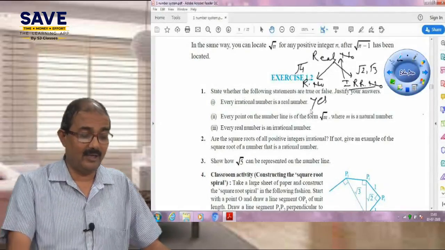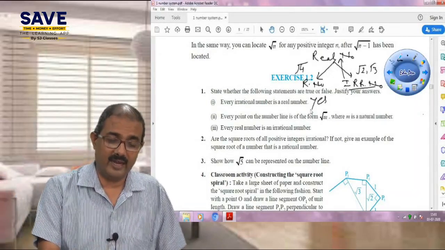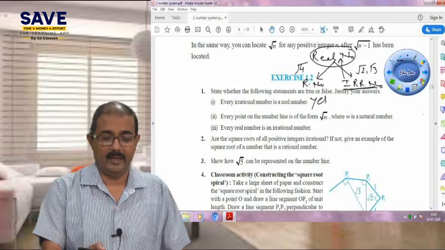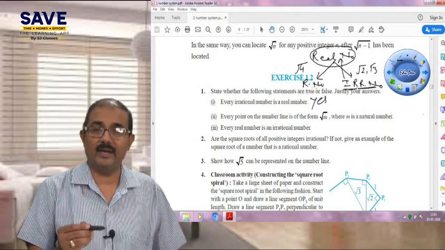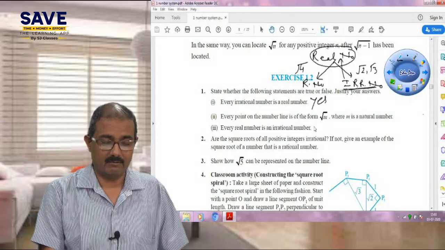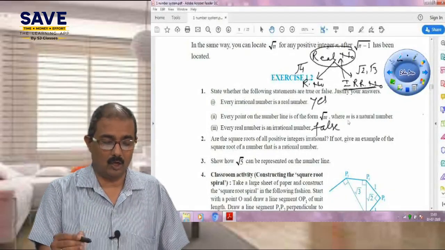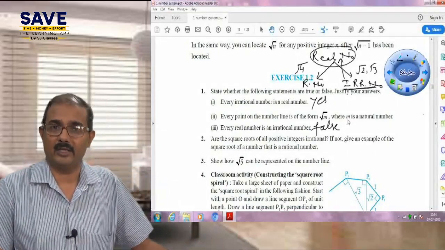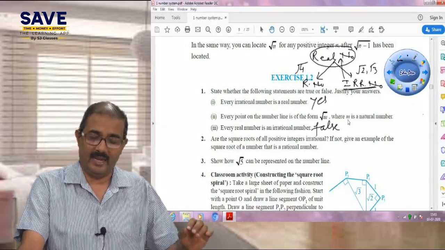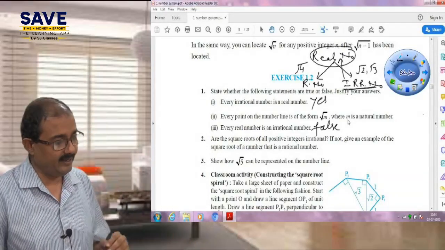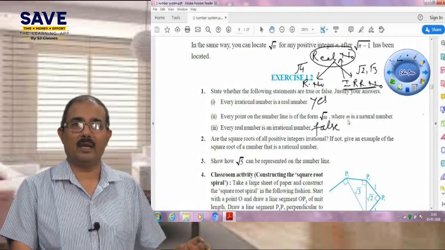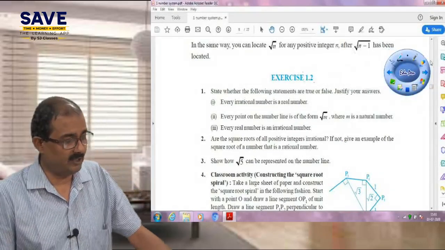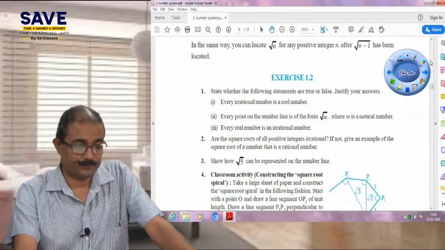Every real number is an irrational number. It is being asked whether every real number is an irrational number. No, you see the diagram. Real numbers are the collection of rational numbers and irrational numbers, so it is false. Every irrational number is a real number, but every real number is not an irrational number, because real numbers are rational numbers also. Okay, so this is the first and third part of question number 1.